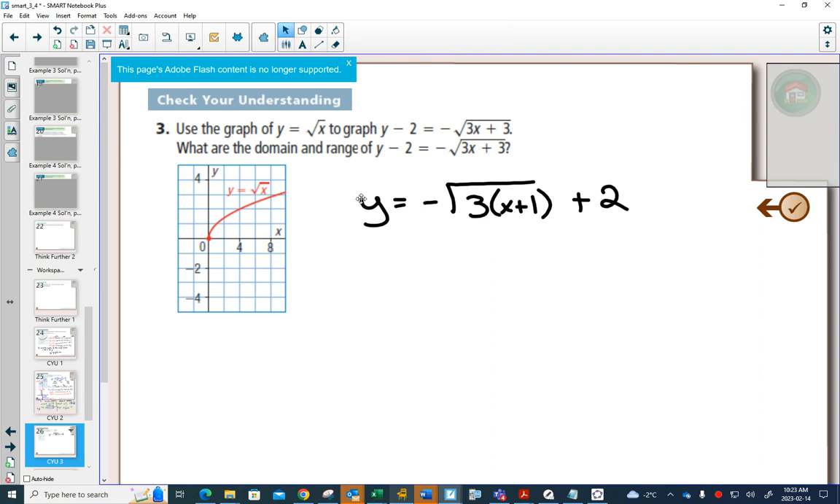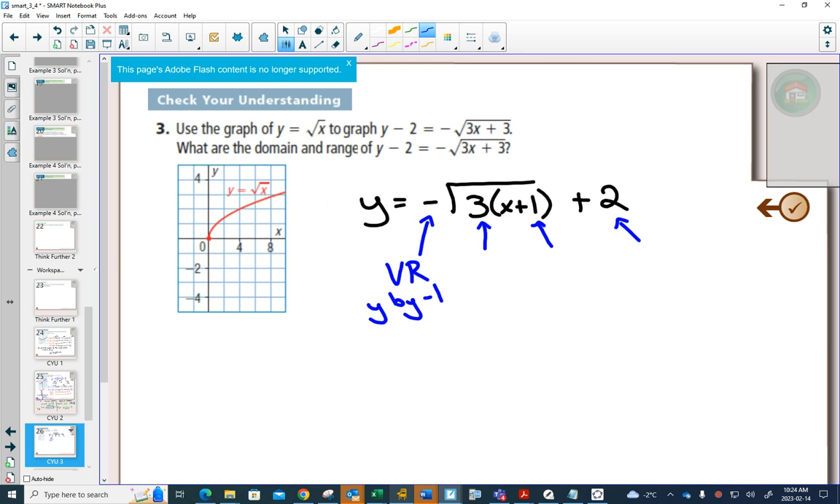And I start labeling what each of the numbers does. So my original equation was square root of x. Now I have a negative out in front, a 3 inside, a 1 inside, a 2 outside. So this negative outside is vertical. It'll be a vertical reflection. We will multiply our y values by negative 1.